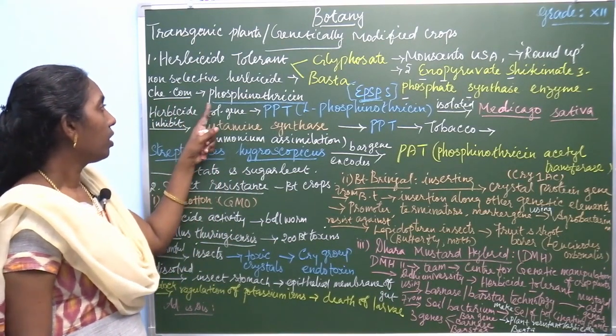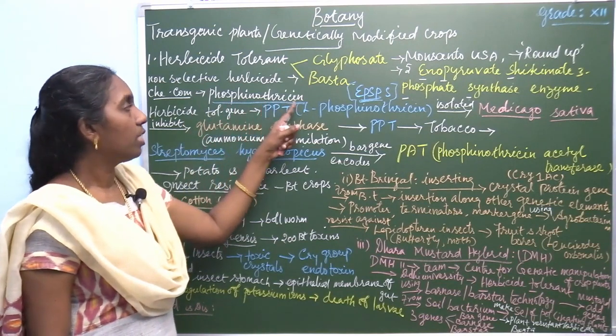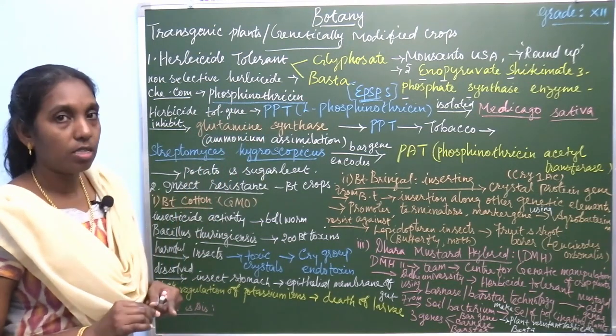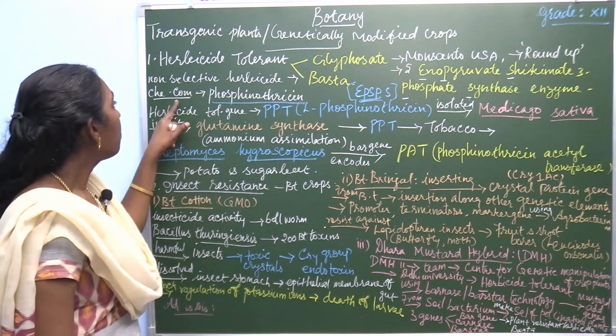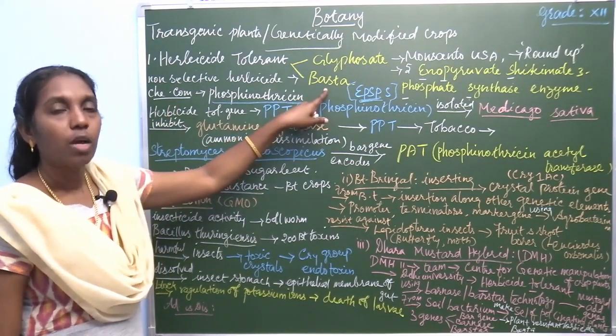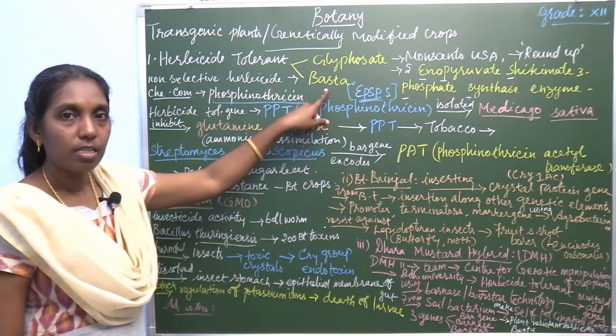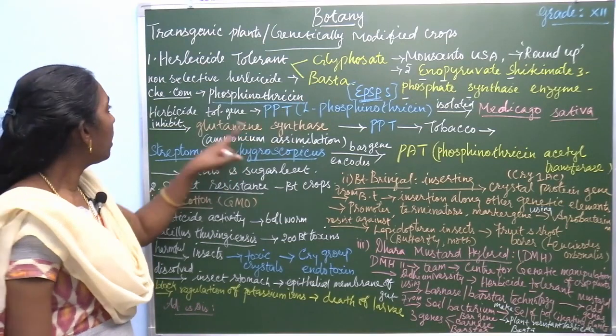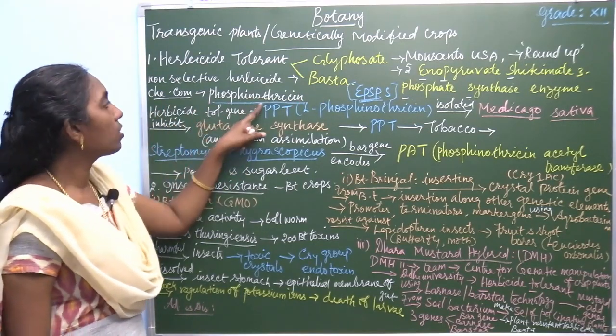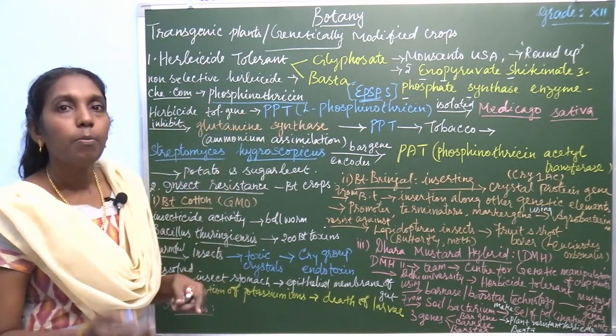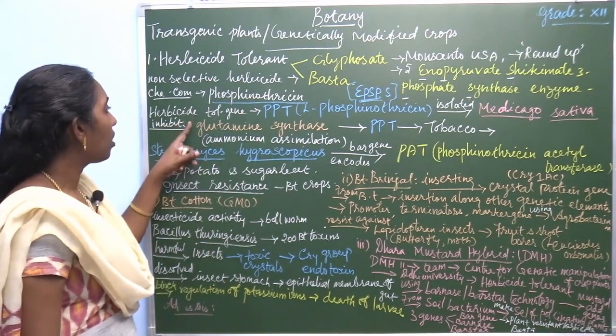Chemical compound phosphinothricin. Phosphinothricin is a chemical compound present in Basta. What is Basta? Basta is a herbicide which contains the chemical compound phosphinothricin. Phosphinothricin is the chemical compound.